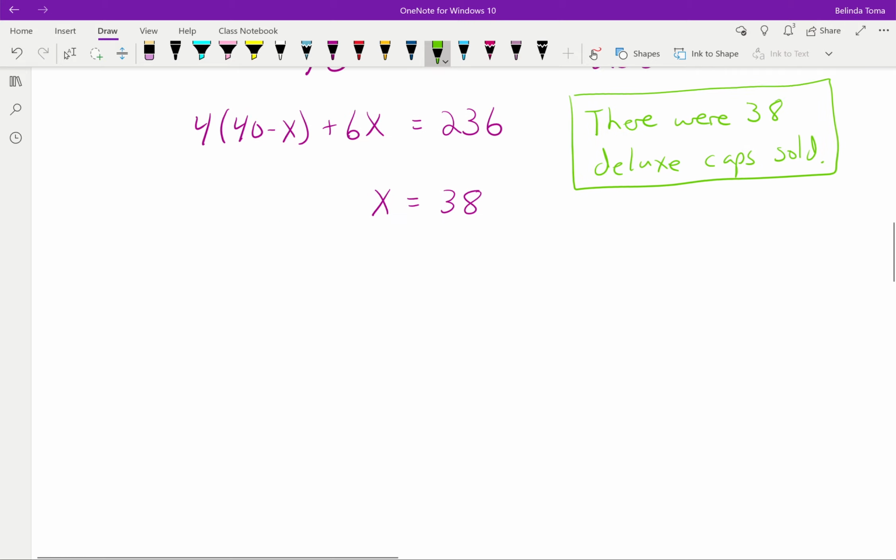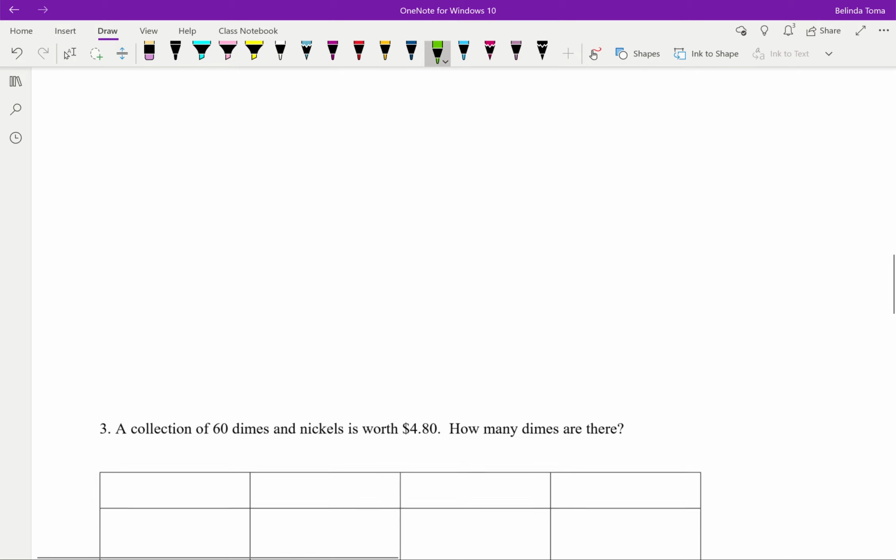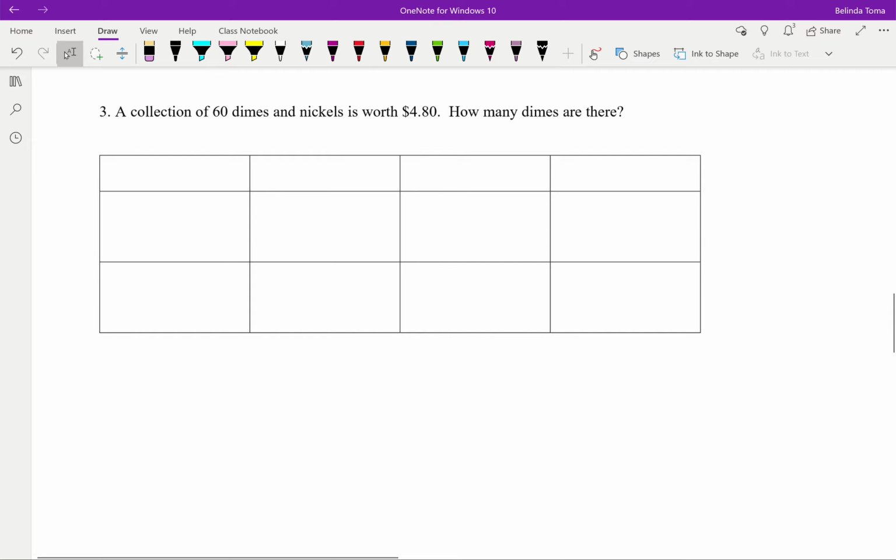And the difference with this question is that we've got a coin problem. Very similar, but what I want to show you is how we can, instead of using decimals, think in terms of cents to set up our chart. And when I say cents, I mean like there's 100 cents in a dollar. So I've got a collection of 60 dimes and nickels, and it's worth $4.80. We want to know how many dimes are there.